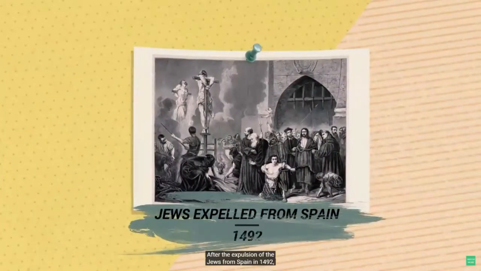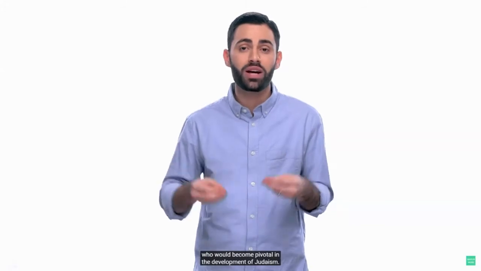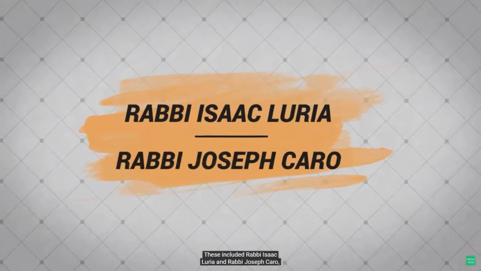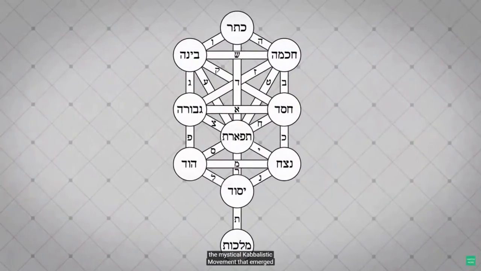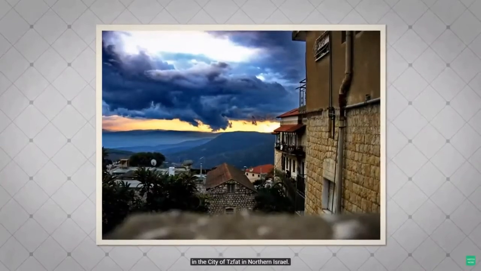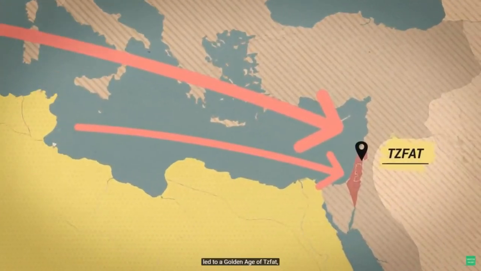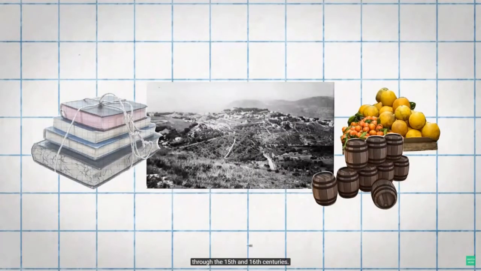After the expulsion of the Jews from Spain in 1492, a large number of Jews immigrated to the land. Among them were the families of future rabbis who would become pivotal in the development of Judaism. These included Rabbi Isaac Luria and Rabbi Joseph Caro, both of whom became the leaders of the mystical Kabbalistic movement that emerged in the city of Tzfat in northern Israel. The influx of Jews from Spain and North Africa led to a golden age of Tzfat, during which the city was a global center for Jewish learning and trade through the 15th and 16th centuries.